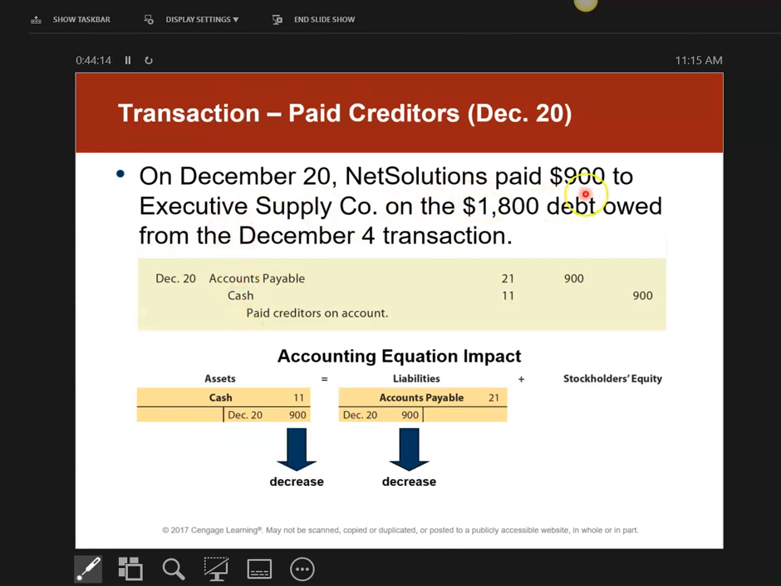December 20th, I paid $900 to Executive Supply Company on the $1,800 debt I owed from the fourth transaction. So I spent money, $900. That tells me I credit the cash. The debit will be to accounts payable. So here's what my journal entry will look like. Here's the T accounts, just to show you what these are looking like down here. Decrease my cash, decrease what I owe.